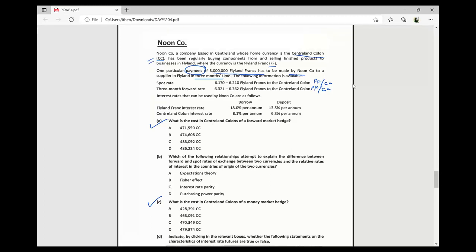Home currency is CC. It's coming in the denominator. Again, it's an indirect quote. Again, that means you will divide to convert. And of the two rates, the lower rate written is the buying rate and the higher rate written is the selling rate.